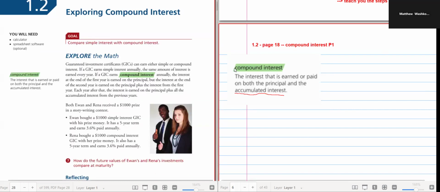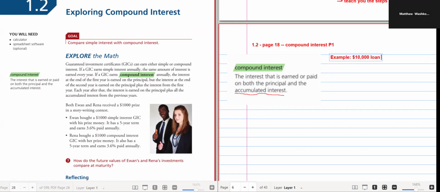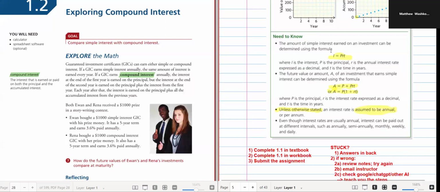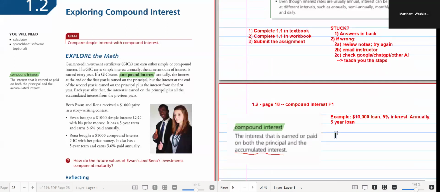So again, the really key word here is the accumulated interest. So before, for example, if I were to give you a $10,000 loan, it's 5% interest, it's accumulated annually, and it's a 5-year loan. Well, we would take our formula. Look into your notes: I equals PRT. The interest is equal to the principal, $10,000, times the rate, 0.05, times all 5 years.